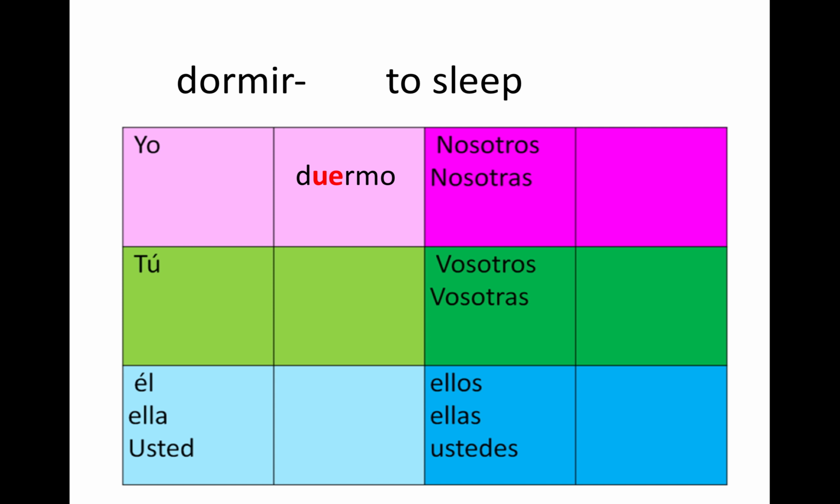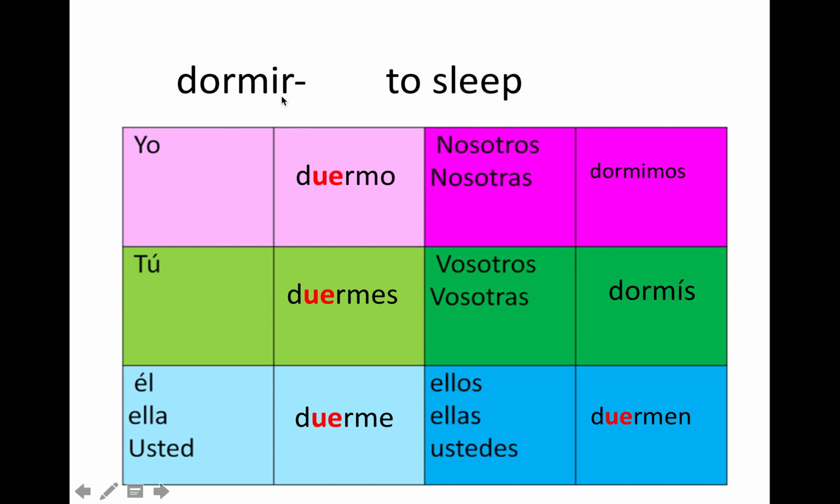Okay, dormir is to sleep. Yo duermo, tú duermes. Él, ella, usted duerme. Nosotros dormimos. Vosotros dormís. And ellos, ellas, ustedes duermen. Also, don't forget, in addition to stem changing, we also have to make sure that we're using the correct endings. So lots of things that you have to remember at this point. Dormir is an IR verb, so we're using the IR endings versus AR or ER.